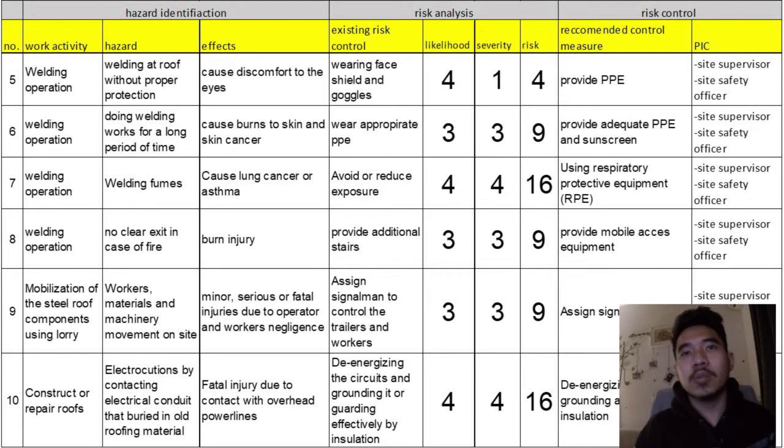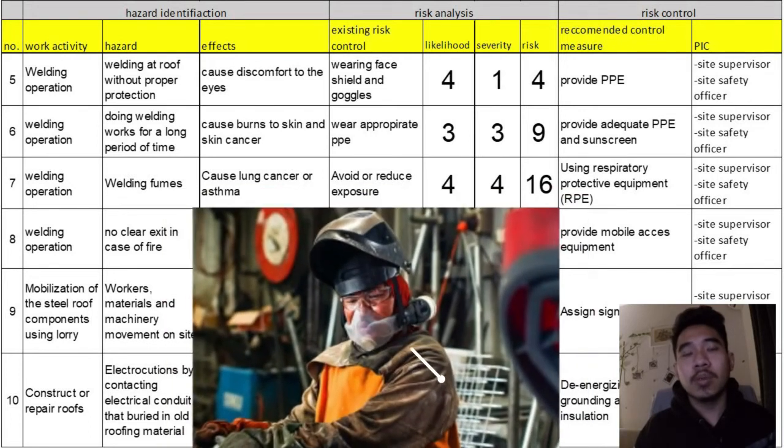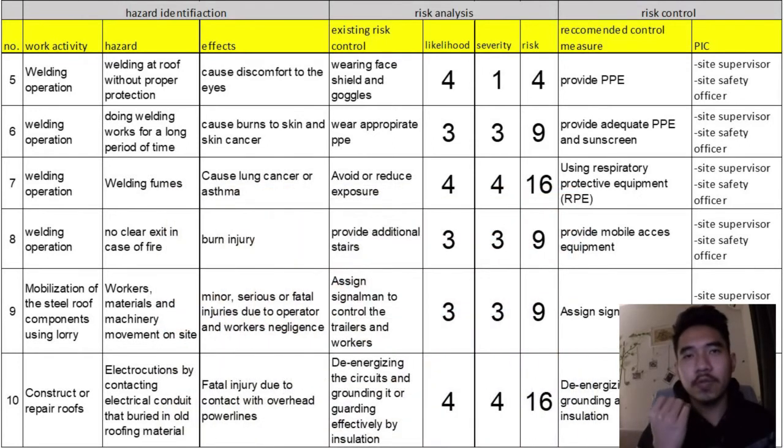The recommended control measure is using respiratory protective equipment, or RPE, to help filter the fumes before we inhale the air. The person in charge is the site supervisor and site safety officer. The last hazard related to welding operation is no clear exit in case of fire. In welding, there will always be sparks, depending on what type of welding is used for the roof. For the safety of welders, there must be a clear path of exit in case of an emergency.